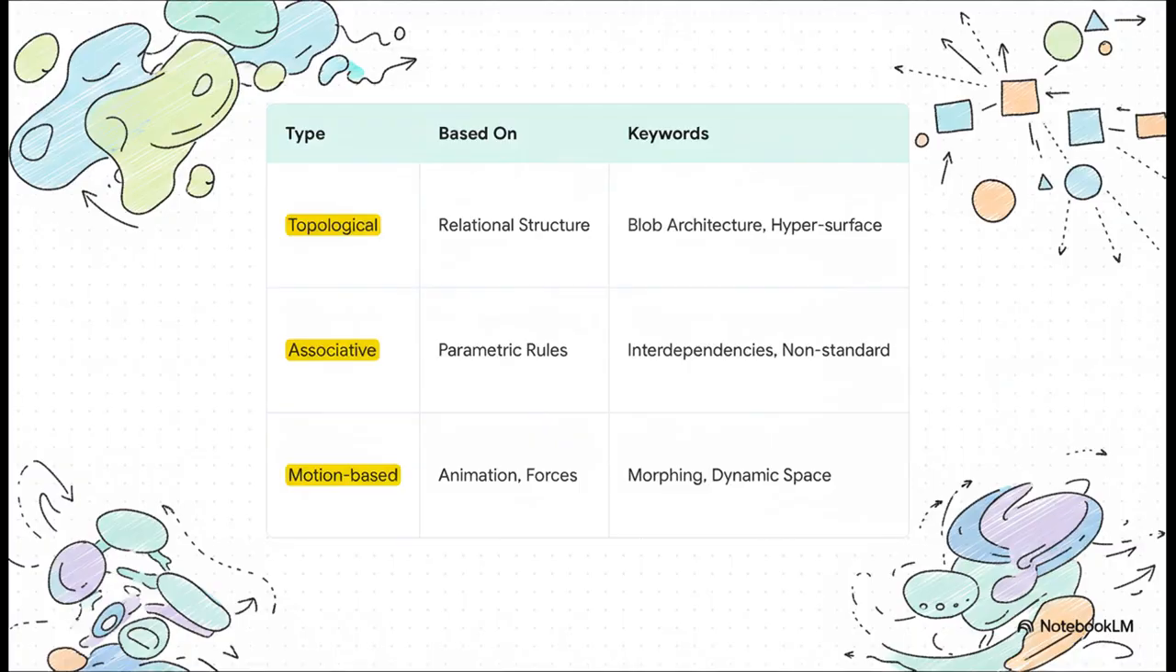And this can happen in a few different ways. Topological models are what gave us that blob architecture look because they focus on fluid relationships instead of fixed points. Then you have associative or parametric models, like for the Waterloo Terminal, that use rules to link everything together. So if you change one part, the whole thing intelligently updates. And then there are motion-based models, which use animation tools and simulated forces to literally sculpt with movement.